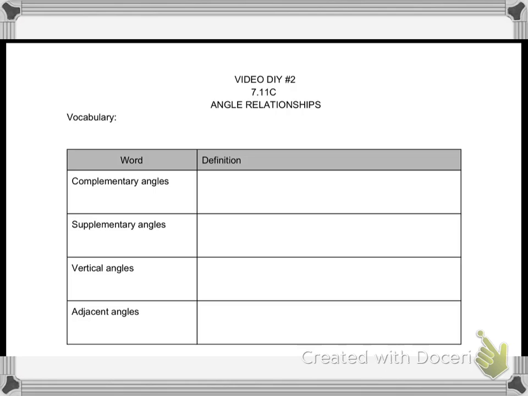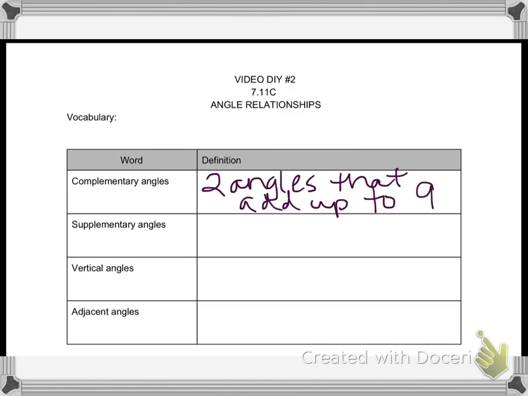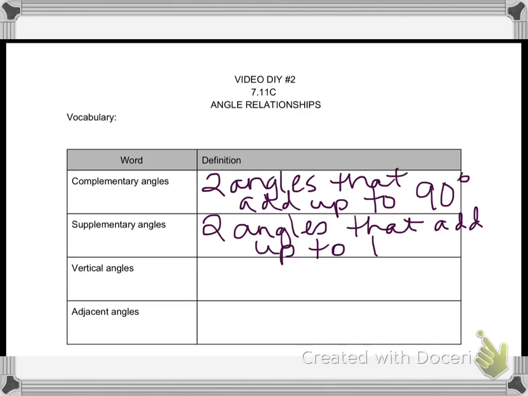And we have complementary angles. What complementary angles are: two angles that add up to 90 degrees. Then supplementary angles are two angles that add up to 180 degrees.